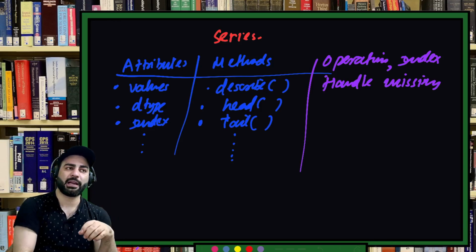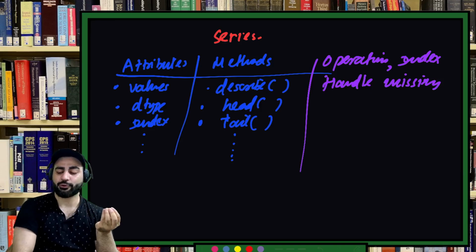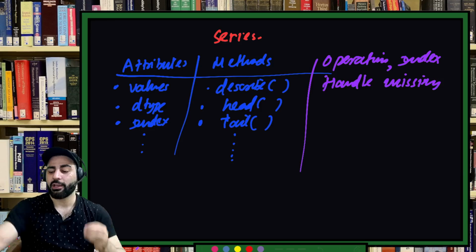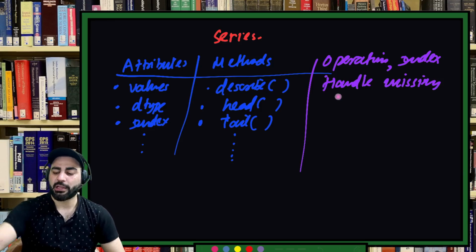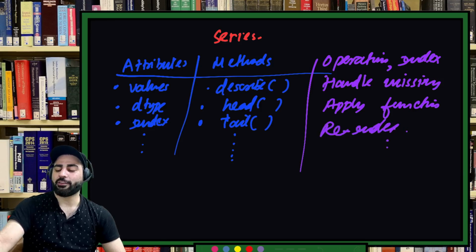Sometimes there is an equipment error, and for a certain feature of a data point you did not have a value, so you have to handle those missing values. You can apply functions on the Series. And then you can also reindex it, and a lot of other things are possible on these.